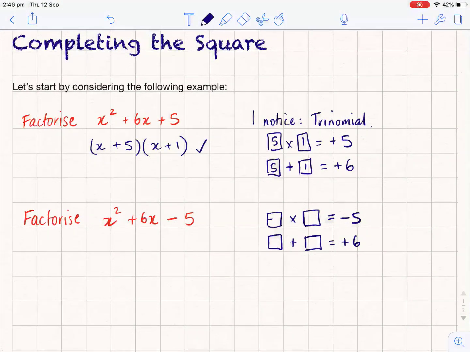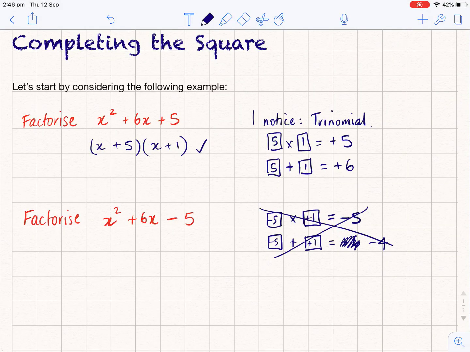Alright, so let's try then negative 5 and positive 1. Negative 5 plus positive 1. Again, that doesn't equal positive 6, it equals negative 4. So it doesn't work either. And there's no other factors that I can try in this problem. So I'm kind of stuck, and it's not working the way I was hoping it would. So the process of completing the square is a way that allows us to work through this type of problem.